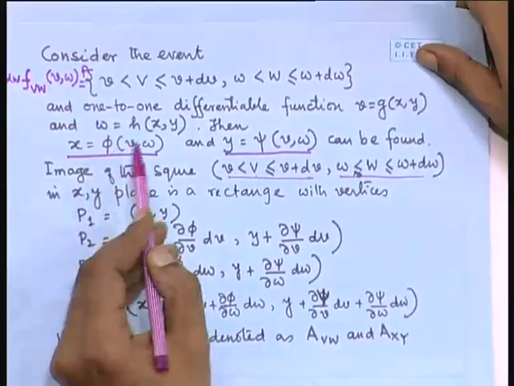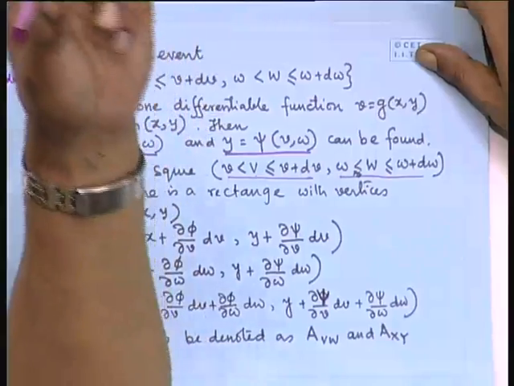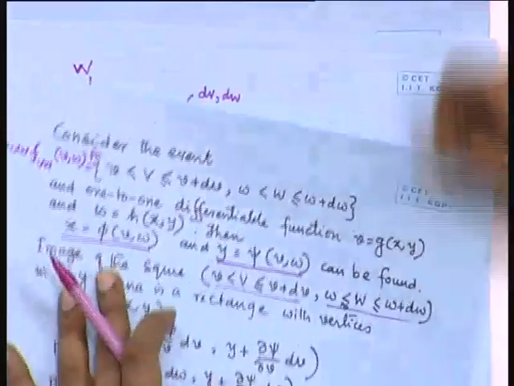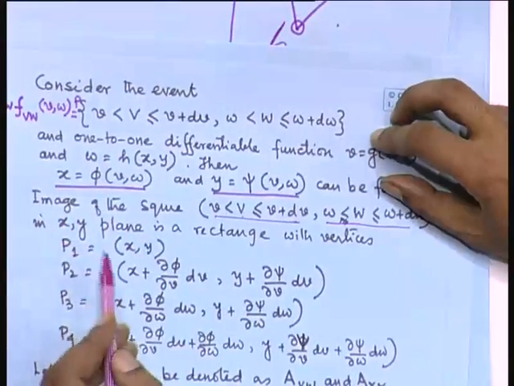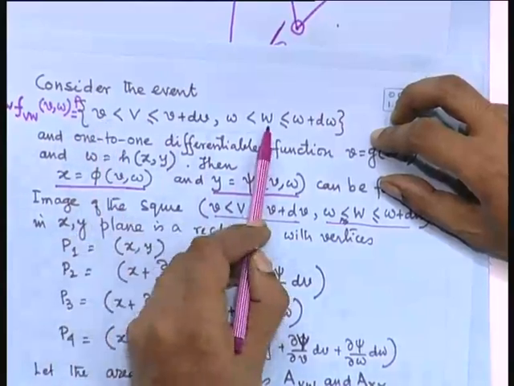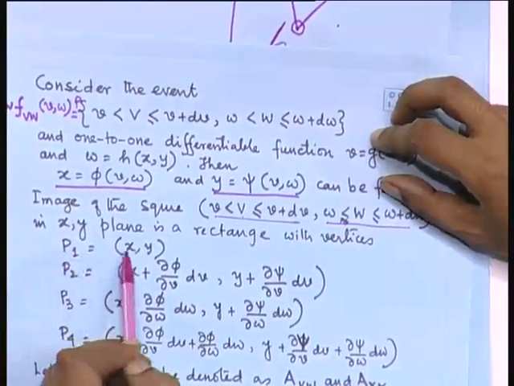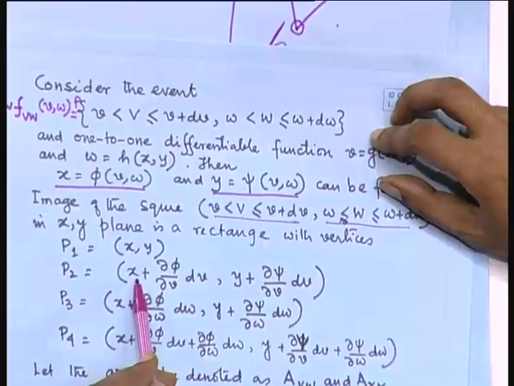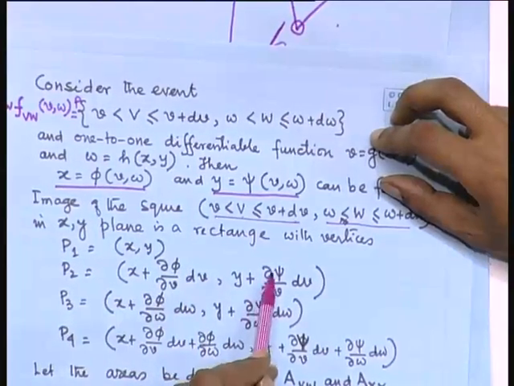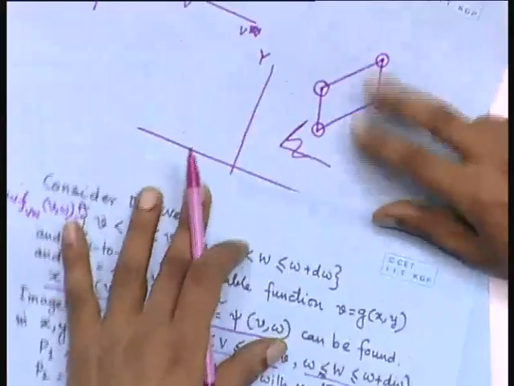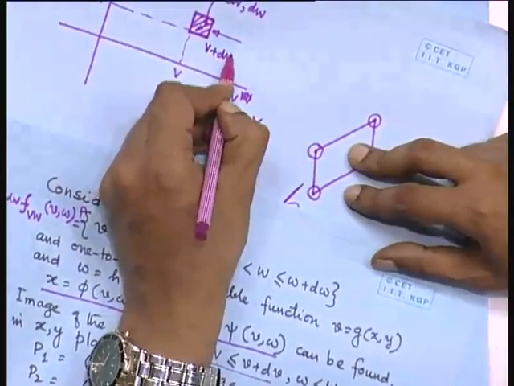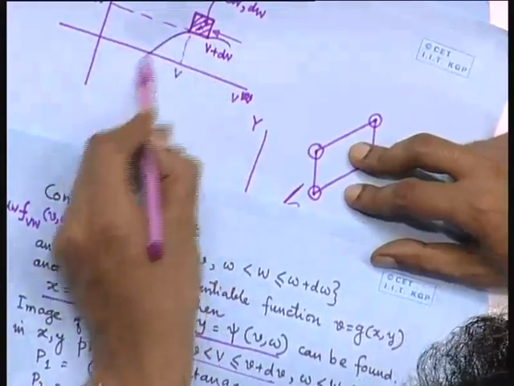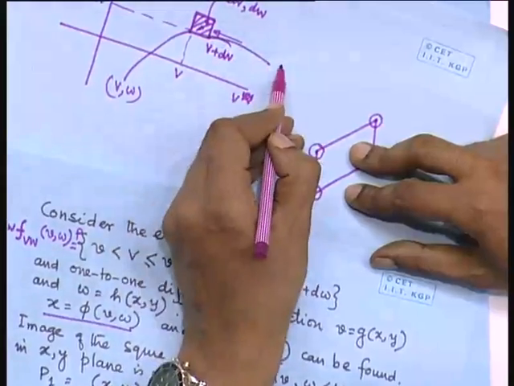So, now it is simple, because I am going from dV dW to the corresponding increments in the xy plane. I want to identify them. So, once you have defined these maps, the coordinates of this parallelogram are going to be, one will be x and y, that is phi V W and psi V W. The other coordinates are going to be x plus del phi del V dV and y plus del psi del V dV. Basically what are these coordinates? This coordinate is V W, this coordinate is V plus dV, W.